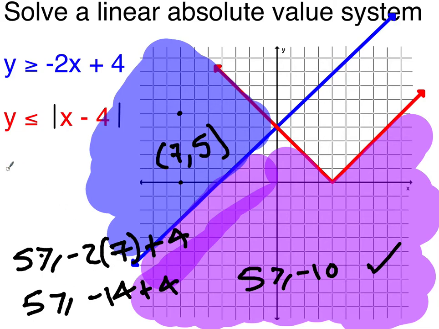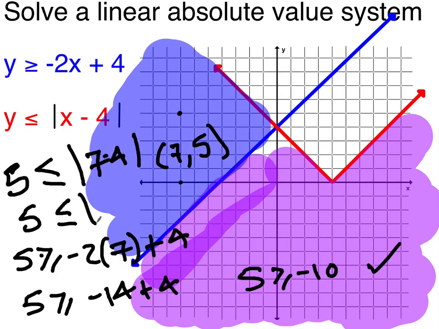Let's try it for this next one. The y is less than or equal to... is 5 less than or equal to the absolute value of 7 minus 4? 5 less than or equal to the absolute value of 3. Is 5 less than or equal to 3? No, it isn't. So again, we've made another mistake. 7, 5 is not a solution to both of ours.